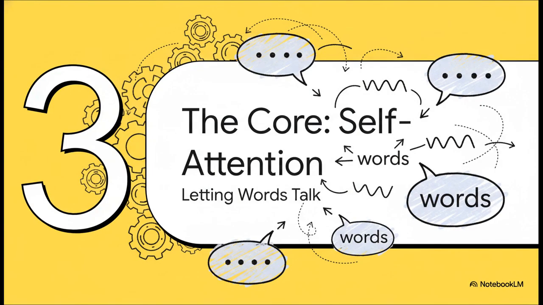Okay, this is it. The single biggest breakthrough in the whole paper. Self-attention. It's basically a mechanism that lets the model, as it's looking at one word, figure out the importance of all the other words in the sentence. It's like giving every word in the sentence the ability to talk to every other word.